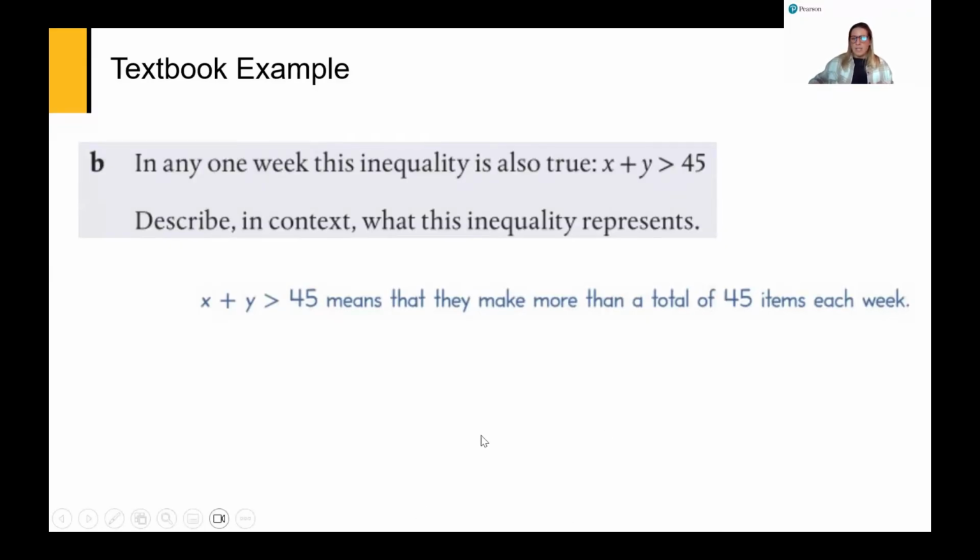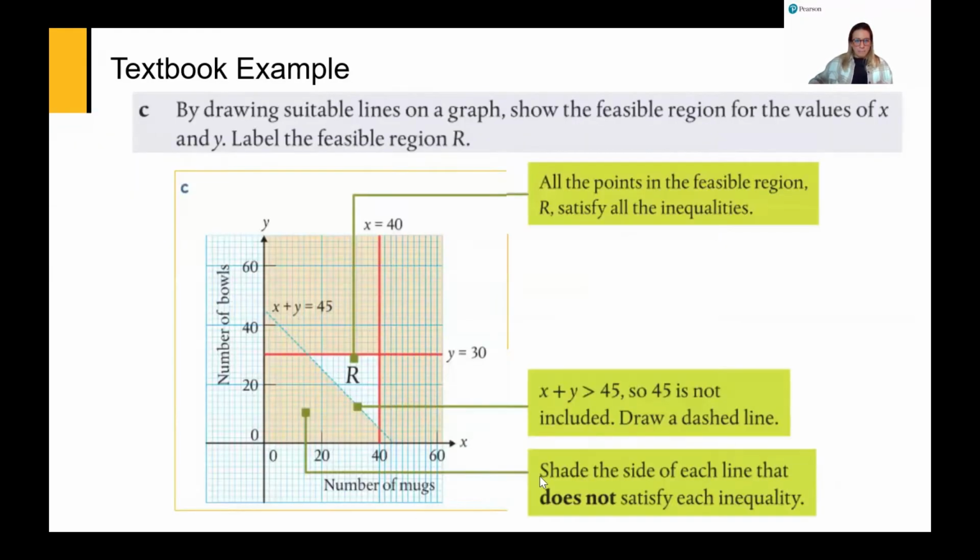So it's understanding and reasoning there. And then they have to go off and, by drawing their suitable lines, they're going to show the feasible region for those values of x and y. So they've been given a maximum of mugs and a maximum of bowls, and then their x plus y equals 45, and they have this nice little graph that they can represent.